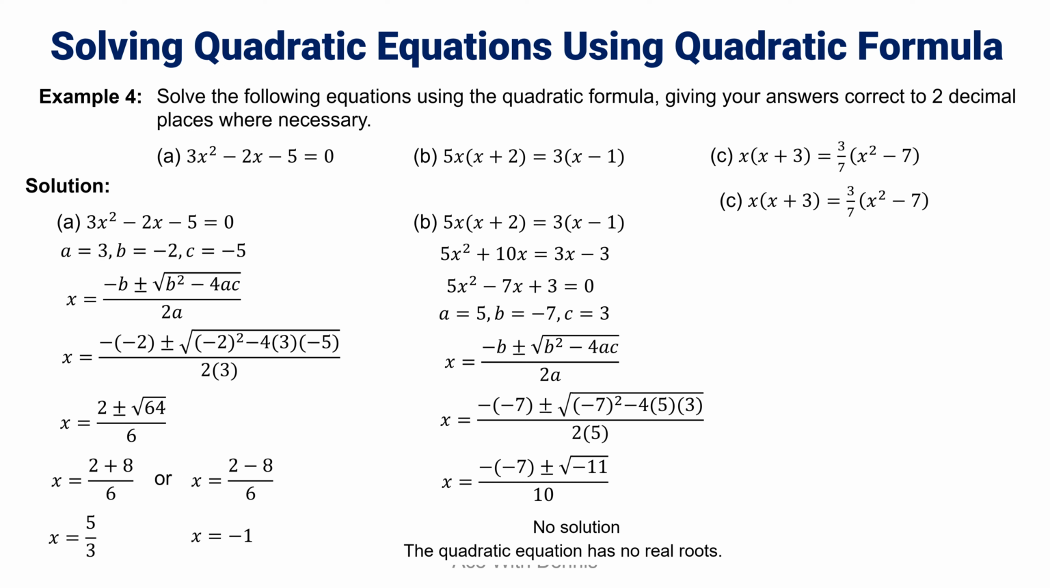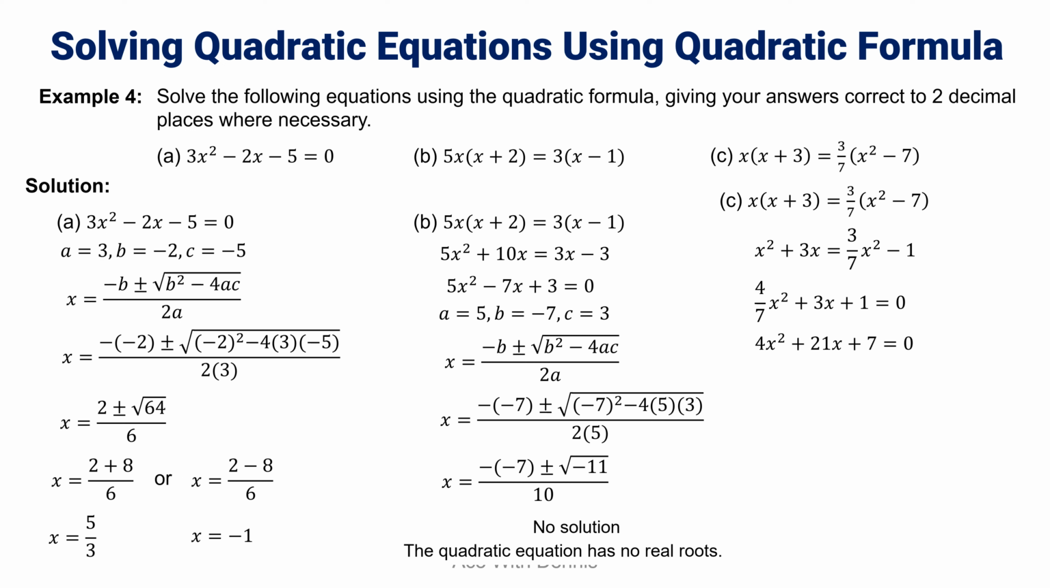Alright, now move on to C. x times (x plus 3) equals 3 over 7 times (x squared minus 7). So again, we'll expand the brackets, which we get x squared plus 3x equals 3 over 7 x squared minus 3. And now, I have to move everything to the left-hand side because this will make the x squared term positive. So we'll get 4 over 7 x squared plus 3x plus 3 equals 0.